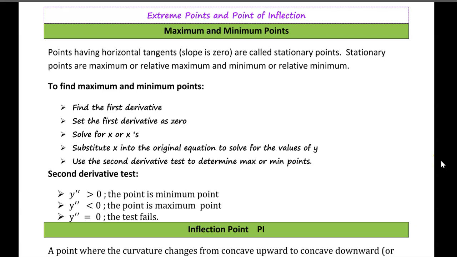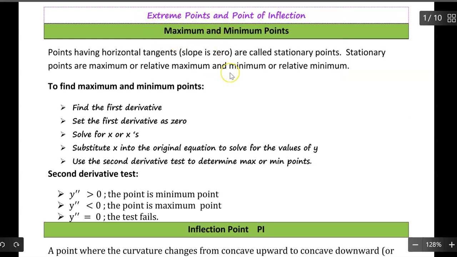Hello everyone. In this lesson, we will work with finding the extreme points and the points of inflection. So, what are extreme points? The definition is points having a horizontal tangent. If the slope of that tangent is equal to 0, they are called stationary points. Stationary points are maximum or relative maximum and minimum or relative minimums. If we talk about maximum and minimum points, they have the general term called extreme points.